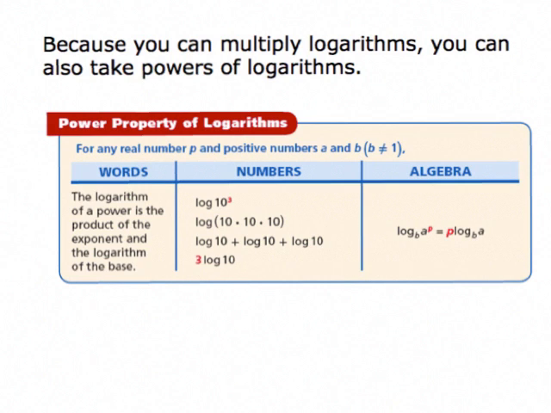I have log base b of a raised to a power. I can take that power and I can pull it out front. Okay, so I take that power right there and I pull it out front. And it becomes p times log base b of a. Okay, pause this and make sure you get that property down. And then we'll go practice a few examples.